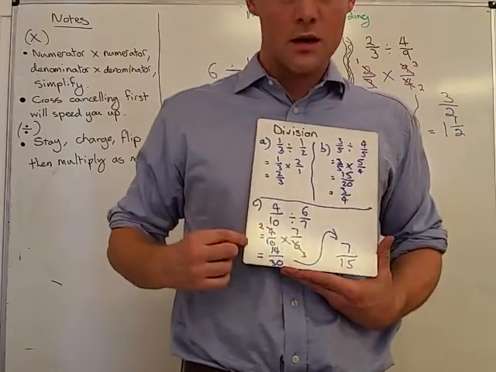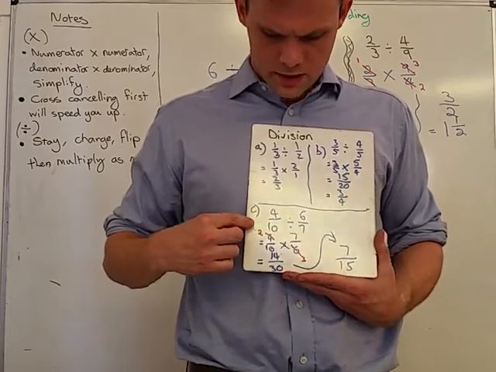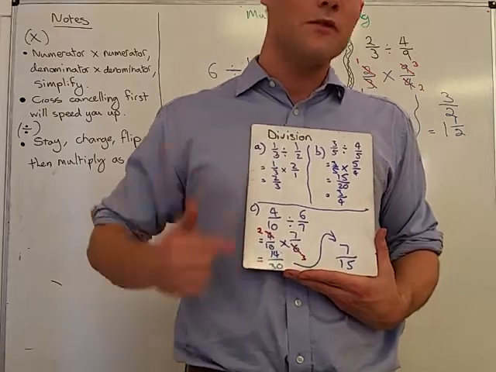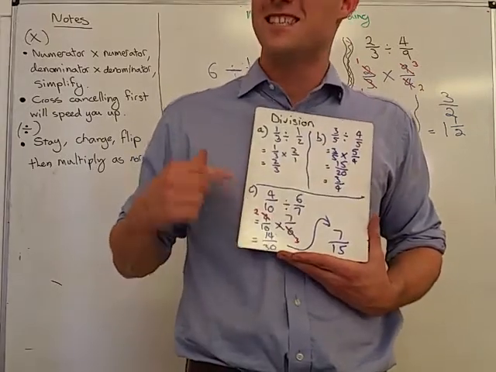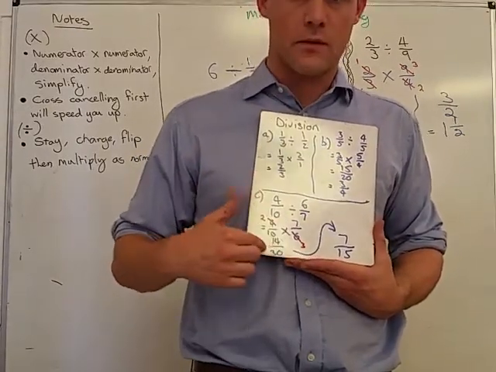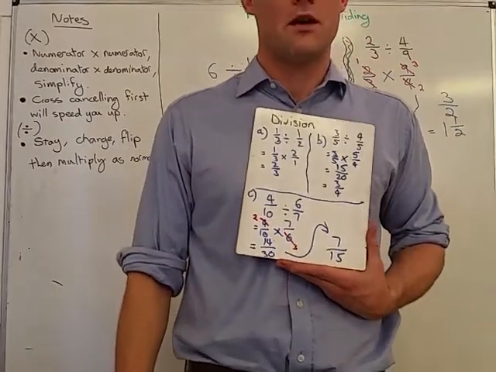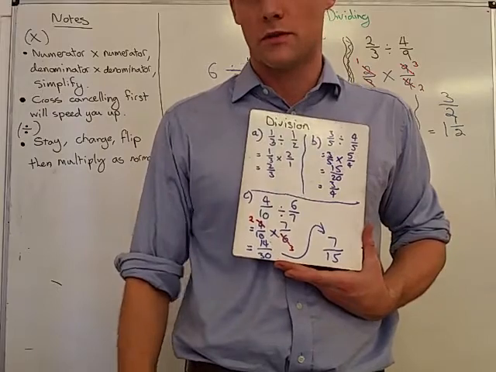Over here I did do some cross-cancelling, so I didn't have to worry about such large numbers. I end up with 14 over 30. Even though I cross-cancelled, I still have to check whether I can simplify, because at this point I can definitely simplify down to 7 over 15. And you always want your answer in the simplest form.